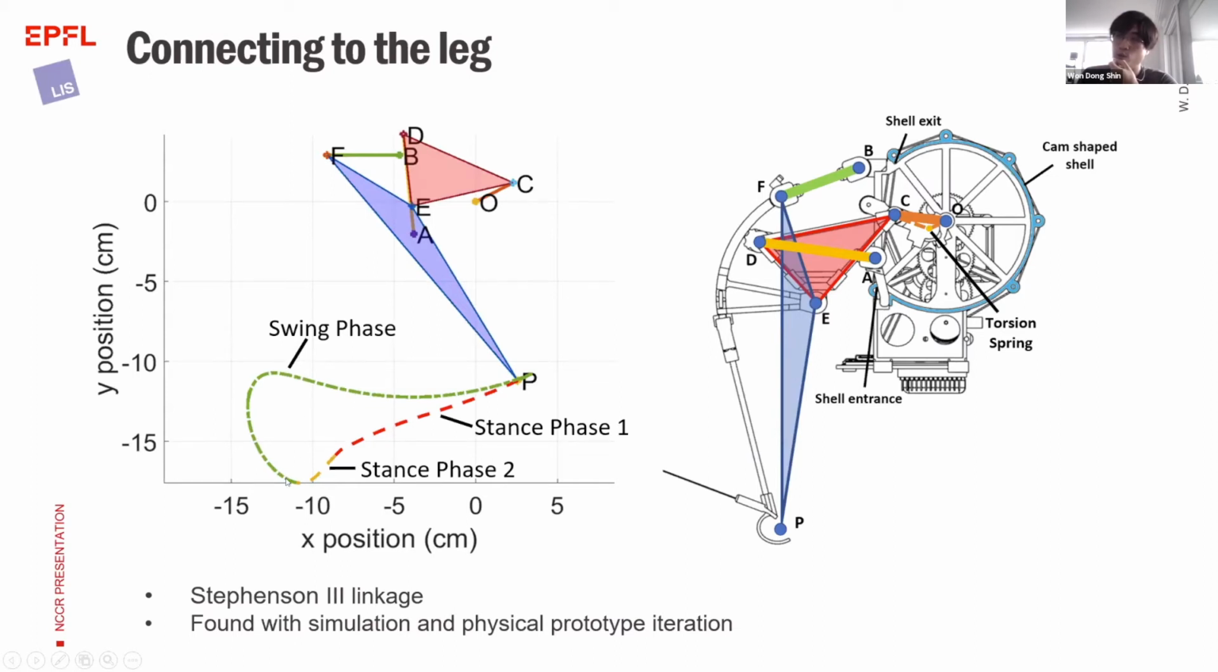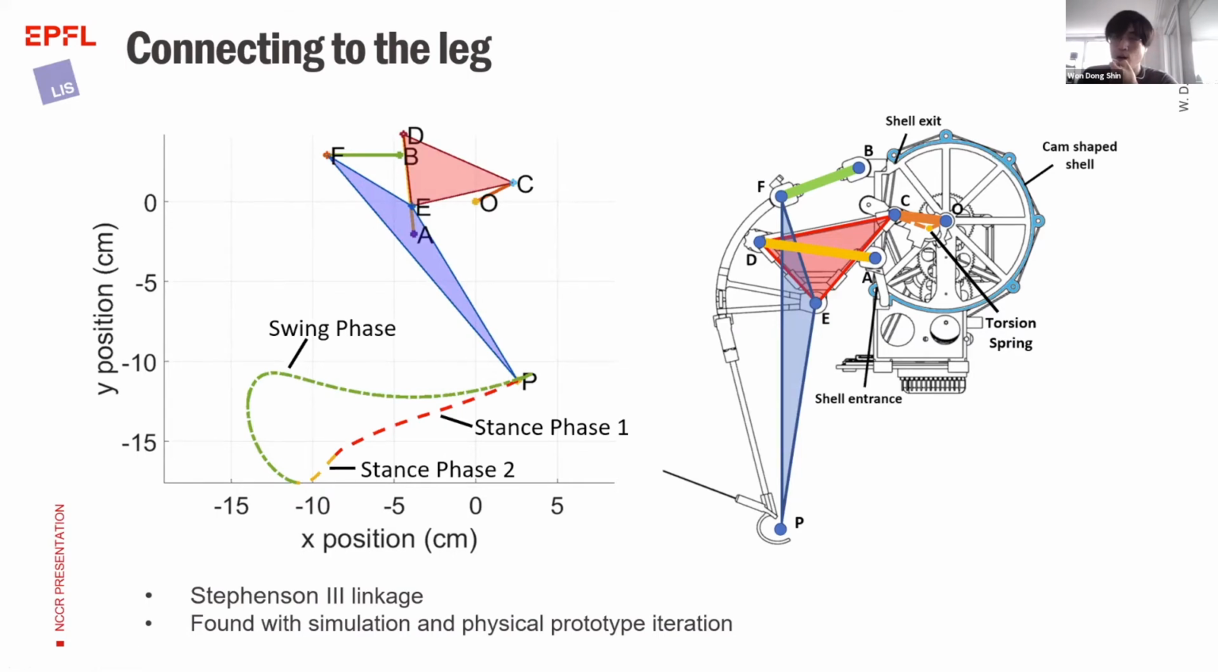And swing phase is when the robot is in the air and trying to retract the leg back to the original position. And we use the Stephenson tree linkage, which is a 6-bar linkage. We found this design with simulation and physical prototype iteration. We built and tested, and the simulation helped us find this design. And this one shows the actual CAD model and the actual physical robot, indicating how each physical part corresponds to this theoretical link design.